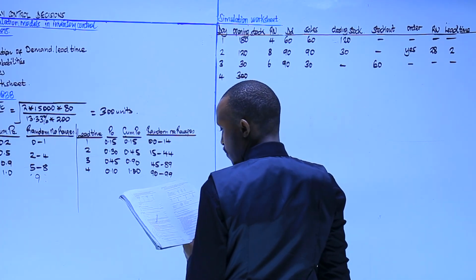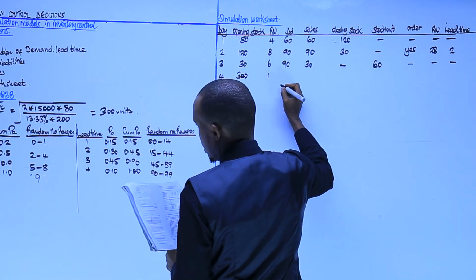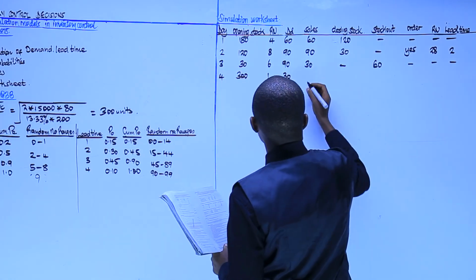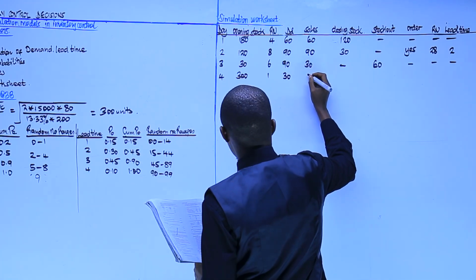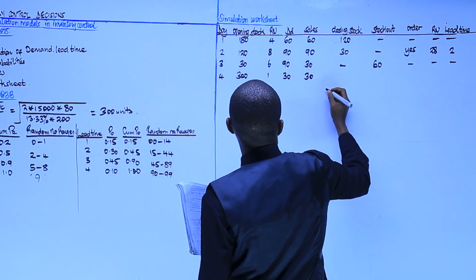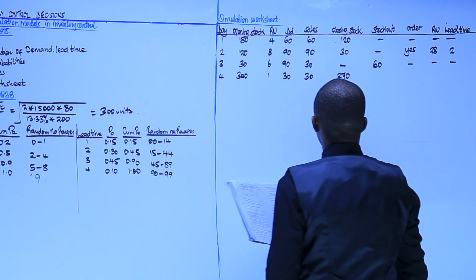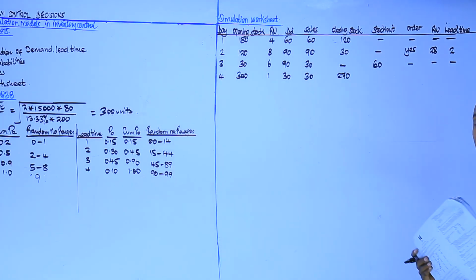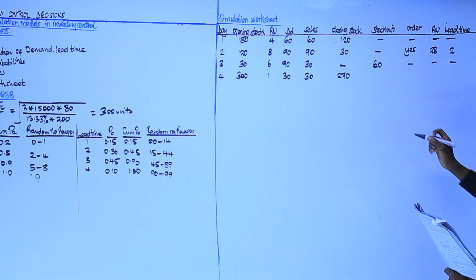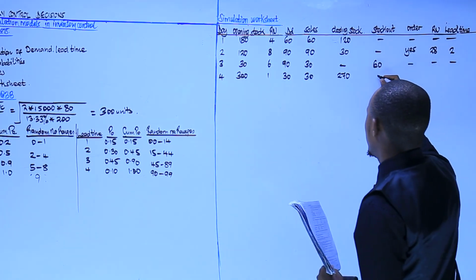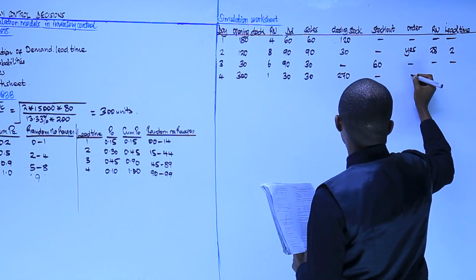Your random number is 1, so your demand is 30. You sell the 30 units. Your closing stock will be 270. There was nowhere they were telling us about back orders, so the units that were not sold, you cannot sell them again. You're not going to suffer from any stock out. You're not going to order.